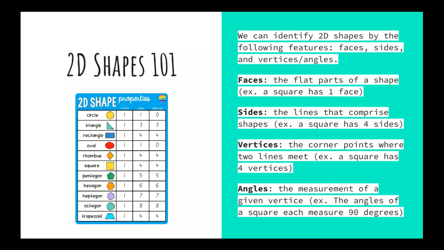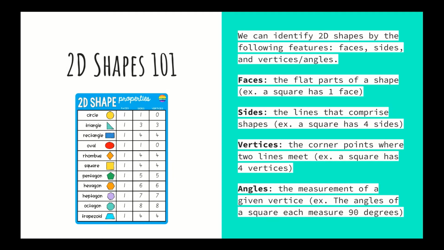So going further into detail of what I just mentioned, we can identify 2D shapes by the following features: faces, sides, and vertices/angles. Also corners, that was in the previous slide. So a face is just the flat part of the shape. For example, a square has one face. A side refers to the lines that comprise the shape itself. So a square has 4 sides. I need to draw 4 sides in order to form a square.